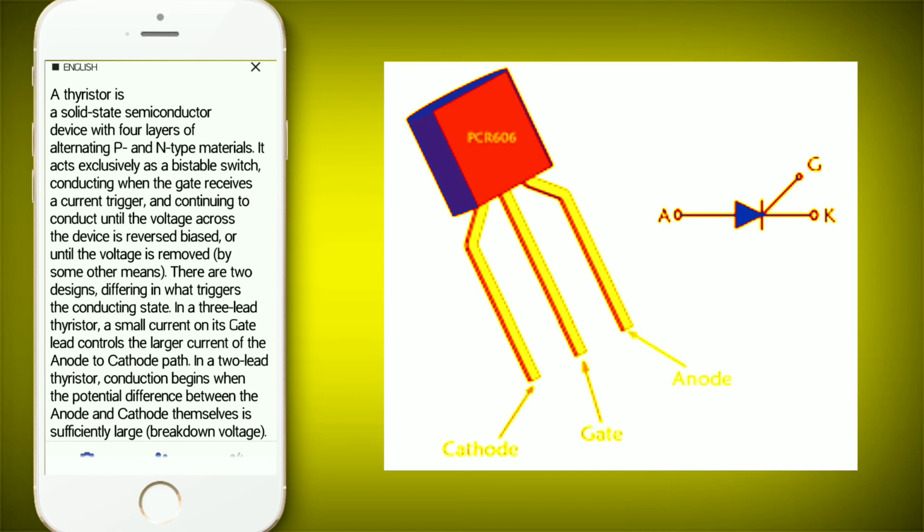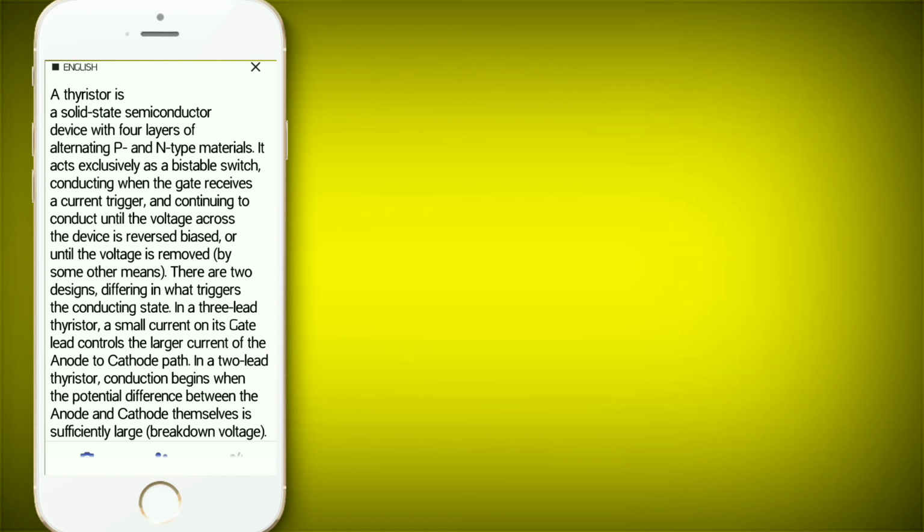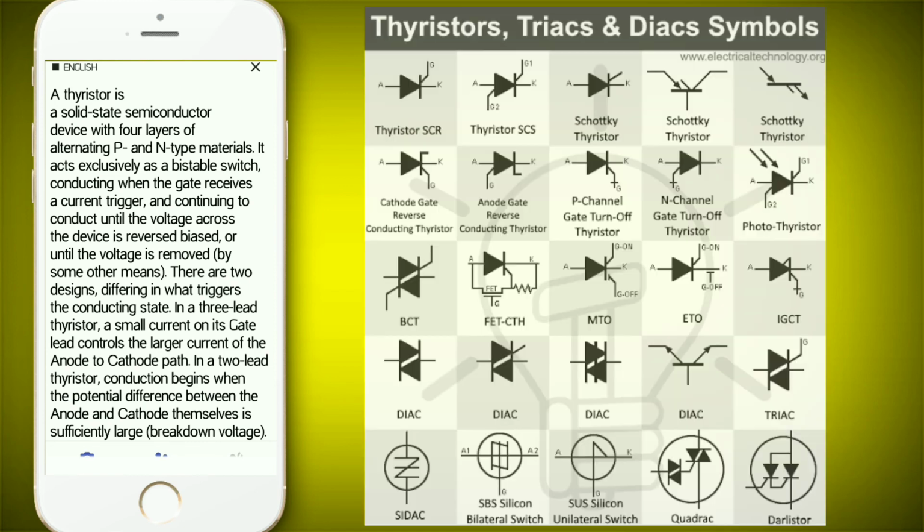There are two designs, differing in what triggers the conducting state. In a 3-lead thyristor, a small current on its gate lead controls the larger current of the anode-to-cathode path. In a 2-lead thyristor, conduction begins when the potential difference between the anode and cathode themselves is sufficiently large to reach the breakdown voltage.